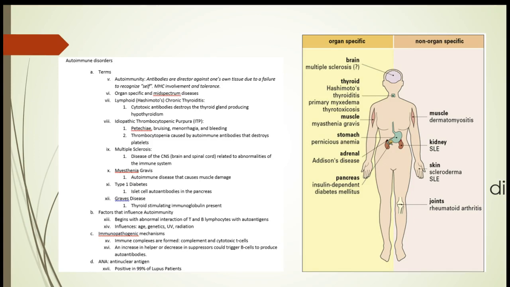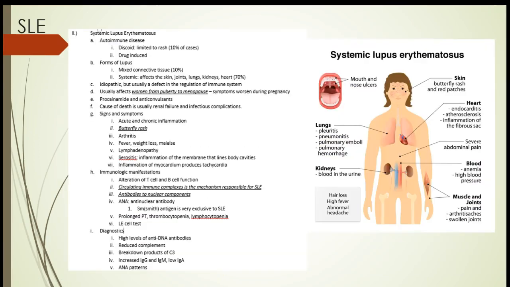A lot of different factors can affect this. It can be genetics, it can be age, UV radiation, many different things. But the biggest immunopathologic mechanism, especially with lupus, is the immune complexes that are formed. It can cause multiple organ issues. The biggest test we can do to look for a few of these is the ANA, the anti-nuclear antigen. This is actually positive in 99% of lupus tests. So that brings us to lupus, right?